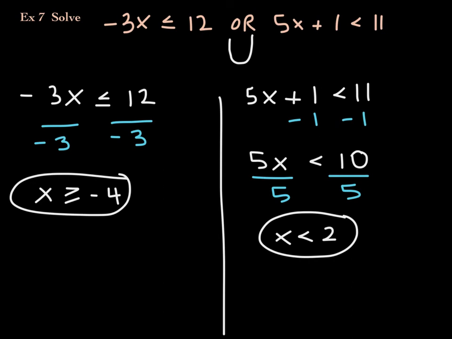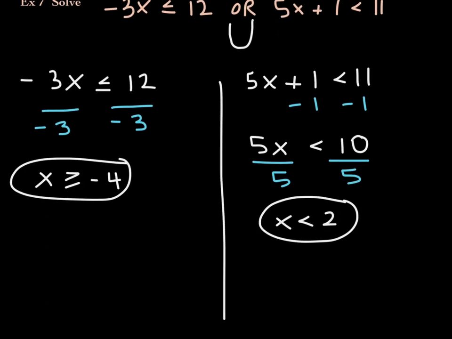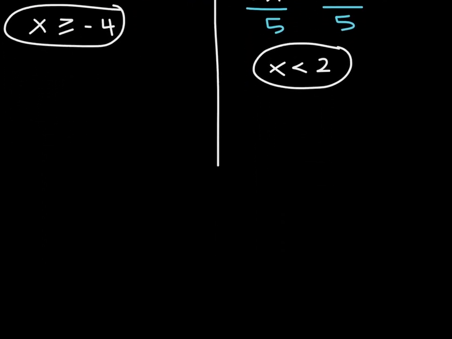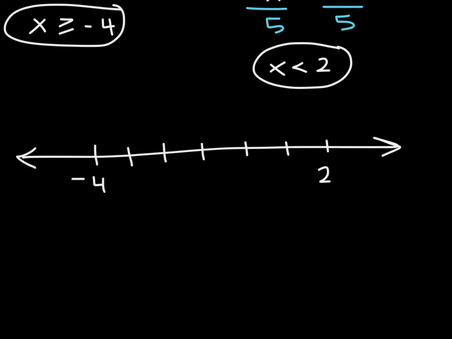All right, I hope you did pretty well. I hope you did really well. x is greater than or equal to negative 4, or x is less than 2. Let's get the final solution set and the graph of the final solution set. All right, everybody, catch this. Follow me carefully here.